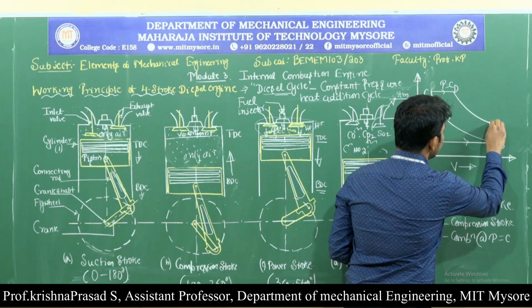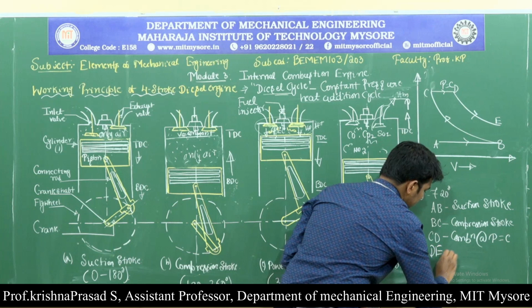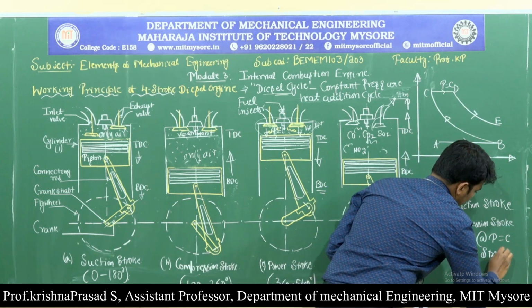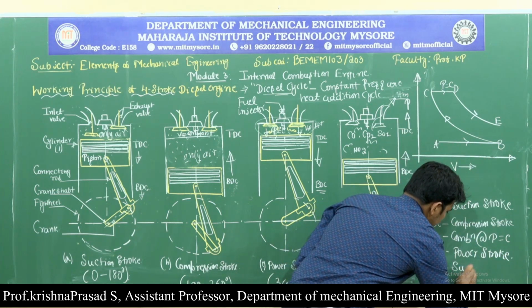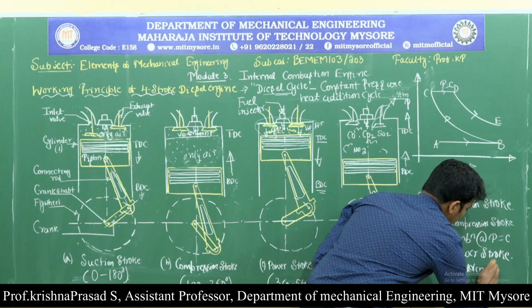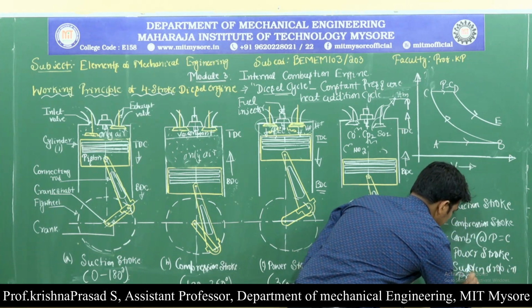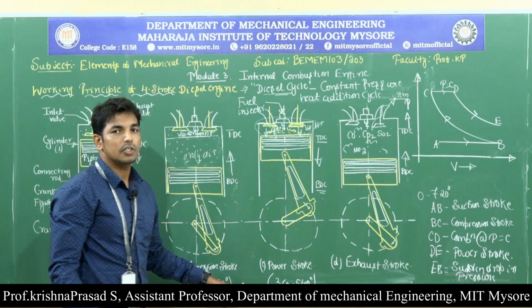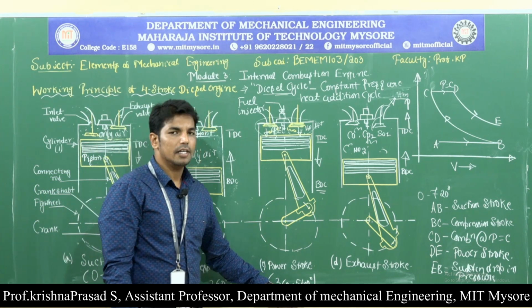Here line DE represents the power stroke, and line EB represents the sudden drop in pressure. And during the power stroke, the crankshaft rotation is from 360 to 540 degrees.